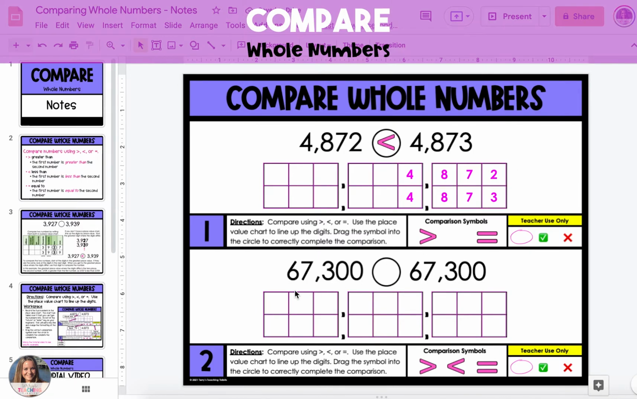In the second example, we're comparing 67,300 to 67,300. Record each number in the place value chart, making sure to line up the digits by place value. Next, find the greatest place value where the digits are different.